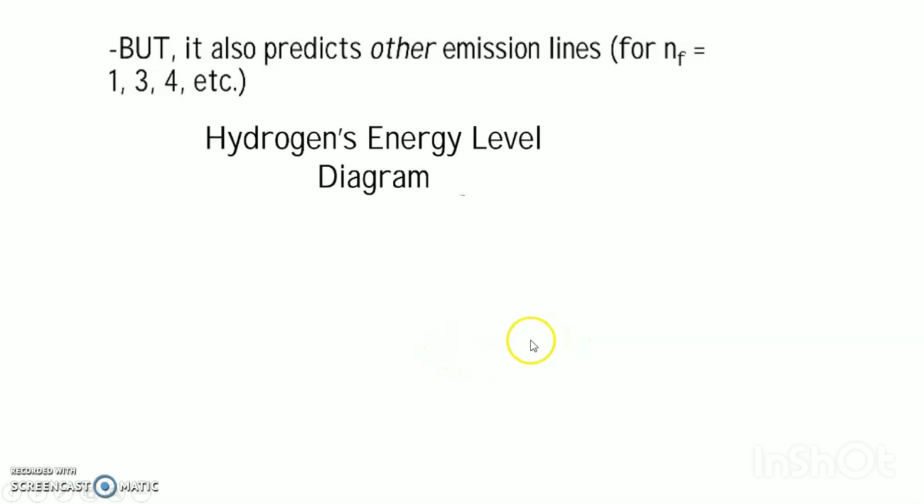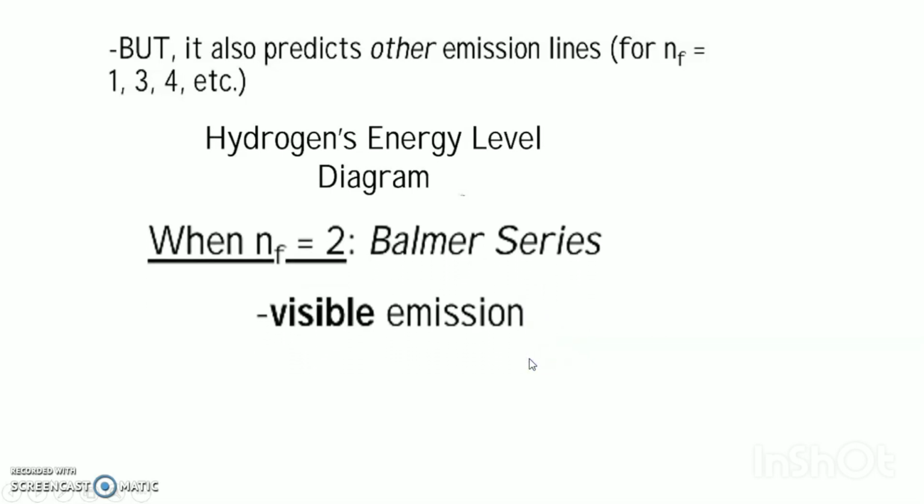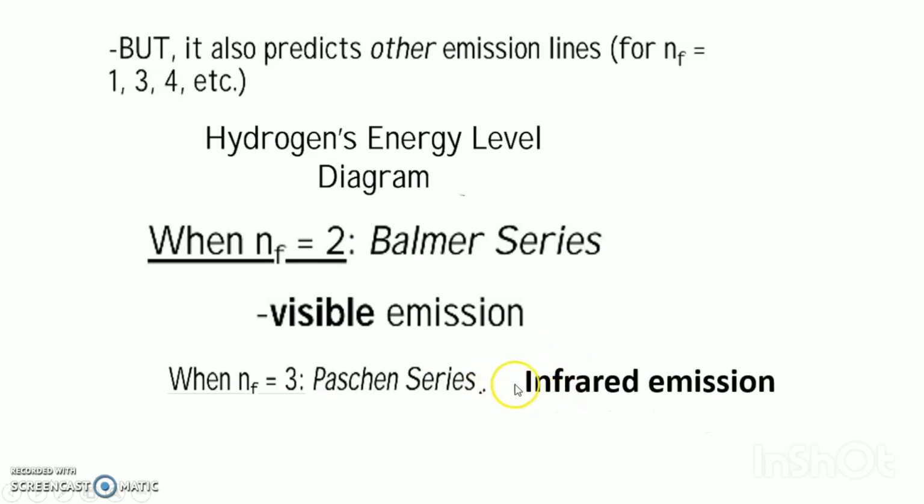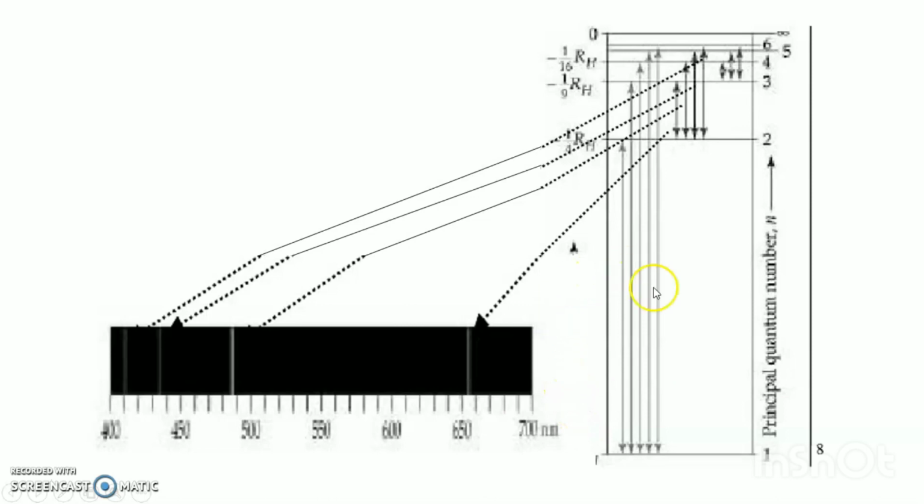Hydrogen's energy level diagram. When nf is equal to 2, the Balmer series is visible emission, and when nf is equal to 3, this is the Paschen series, which is infrared emission. So friends, this is the diagram. This is the principal quantum number n equals 2, and this is the spectroscopy.